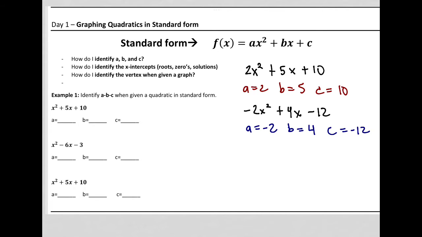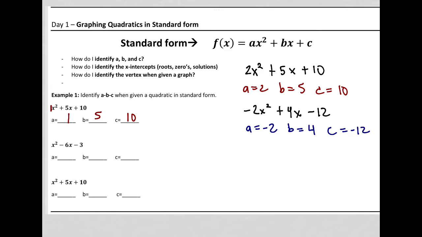Okay, so now I've given you some examples out here to the side. And so we'll go down here for our example number 1. The directions are identify A, B, and C when given a quadratic in standard form. So I'll do this first one together. All right, so look, out here, if there's no number, it's just an understood 1, okay? So right here, that would be the same thing as a 1 being out here. So in this case, A would be equal to 1. B, there's a 5 there, so obviously we're putting 5. And then C is 10.